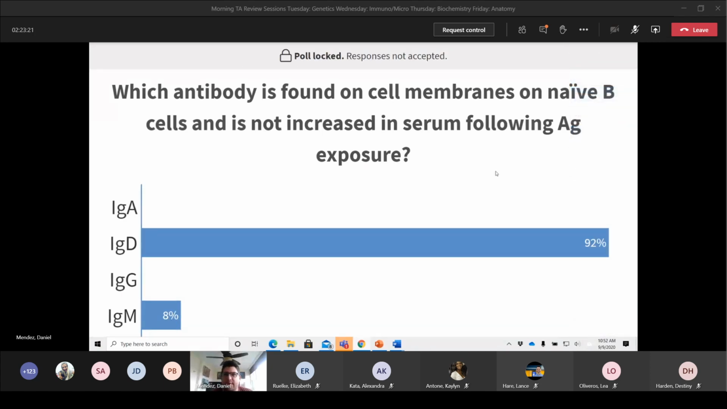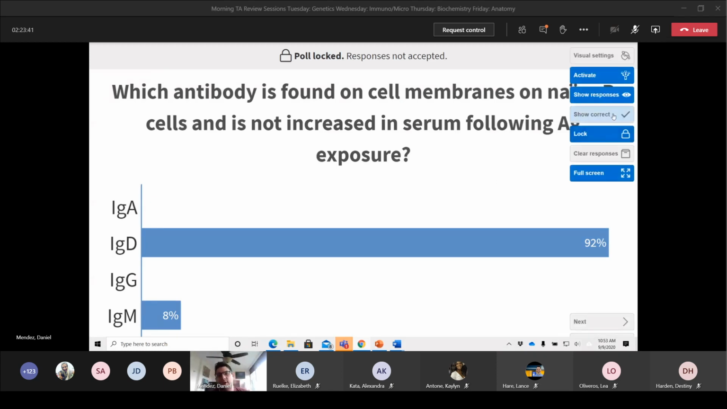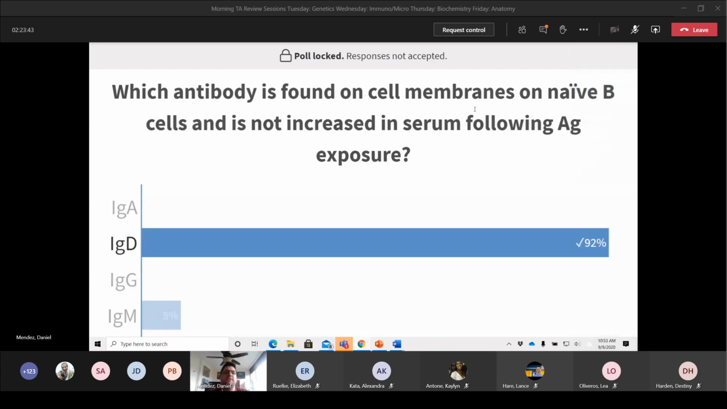All right, so which antibody is found on cell membranes of naive B cells and is not increased in serum following antigen exposure? So we need to make sure we know what they all do. IgA, mucosal. IgG is your most abundant. IgM is your first made, and this one goes through class switching. So IgD is found on the membranes of naive B cells. We said this in our lecture. Remember, this one does not do too much. It is just there and is used as a receptor. So it's not going to be increased after you come in contact with an antigen.